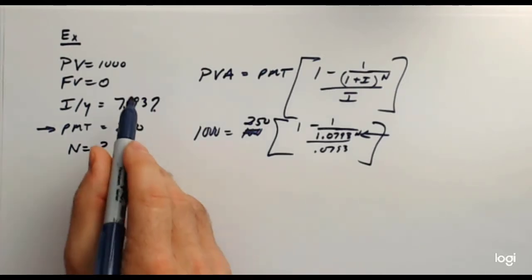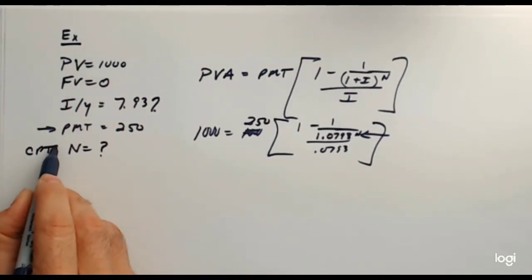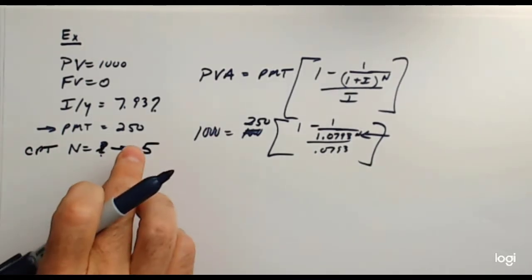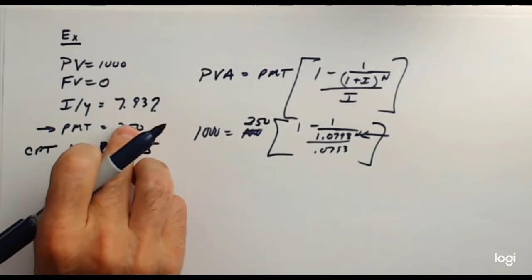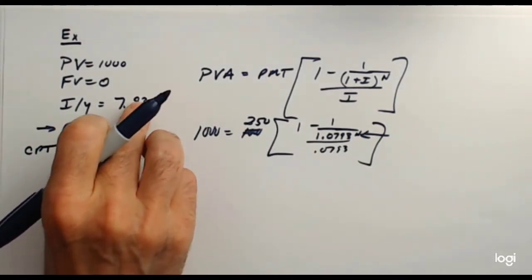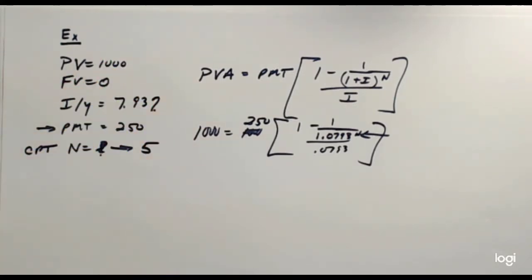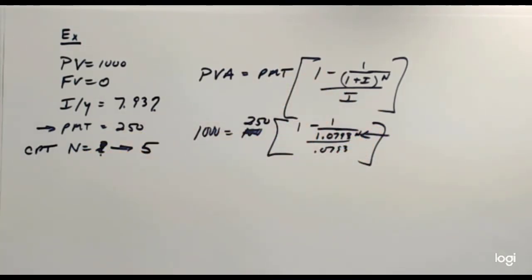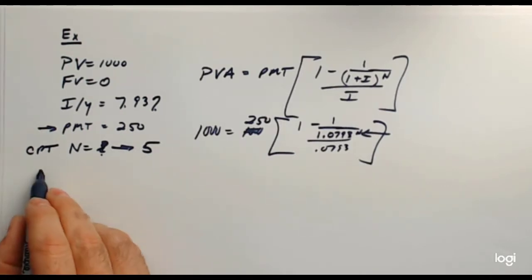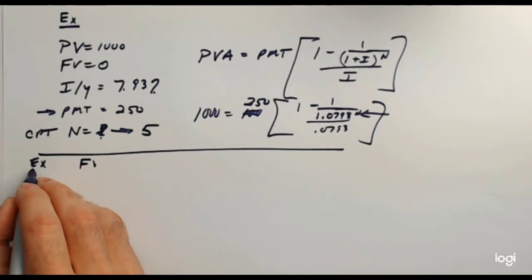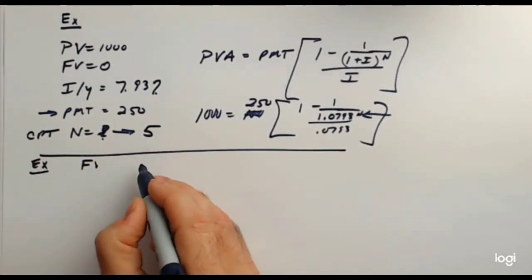If we plug this into our calculator and we hit compute n, out will pop 5. So over 5 periods, if we get $250 and interest rates are 7.93%, the present value of that investment will be worth $1,000. So that's how you solve for n. Now, we could also solve for an interest rate. So there'll be another example. We have a future value.